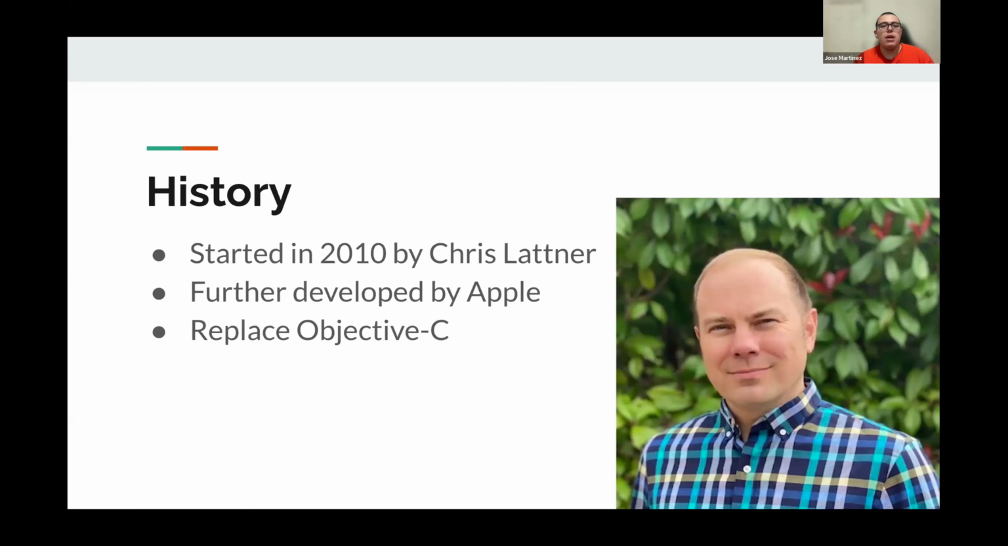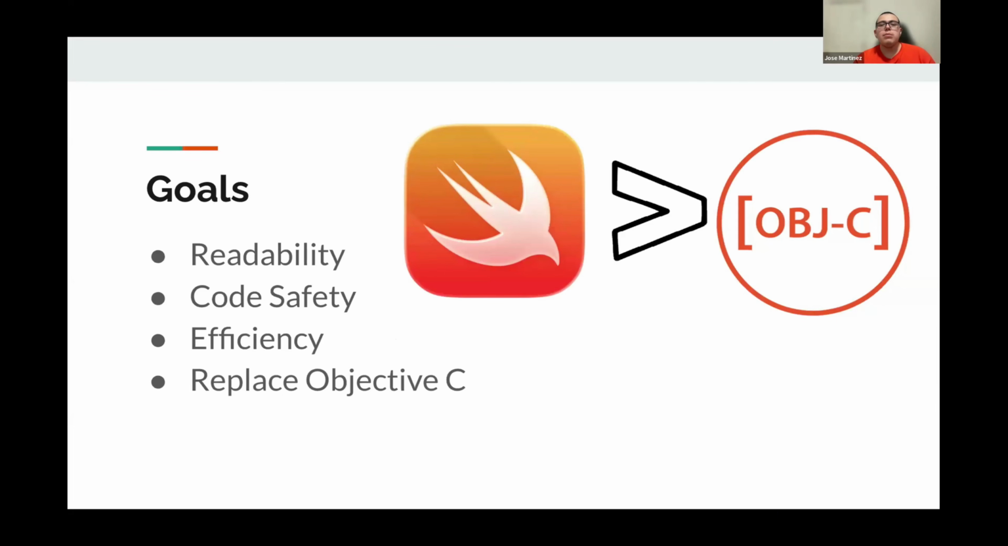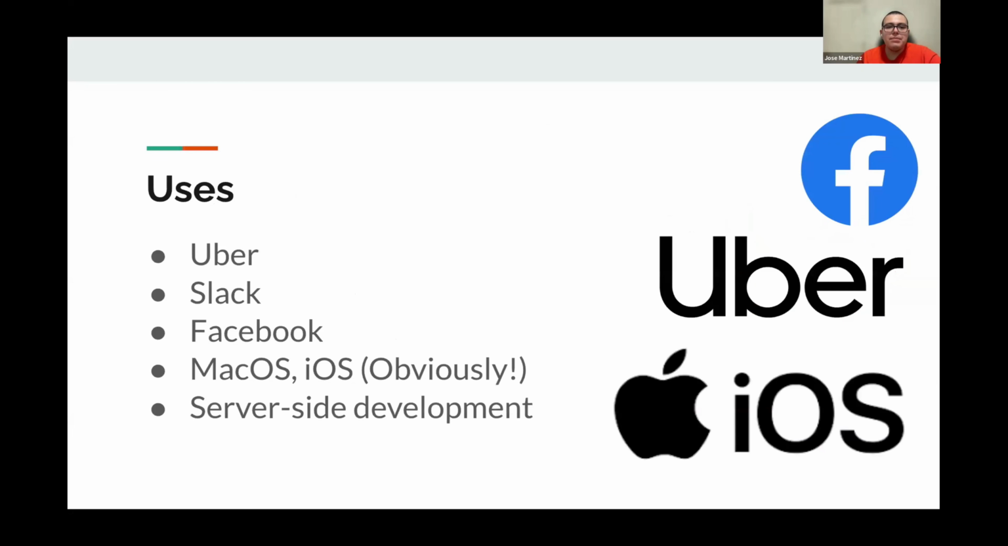We start with some history. Swift was started in 2010 by Chris Lattner and was further developed by Apple to replace Objective-C. Some goals of Swift were to have a high level of readability with a high level of code safety while still being efficient. And these were all goals because Objective-C lacked all these things.